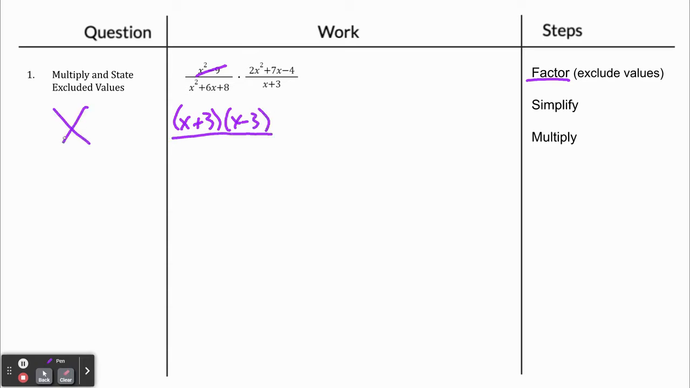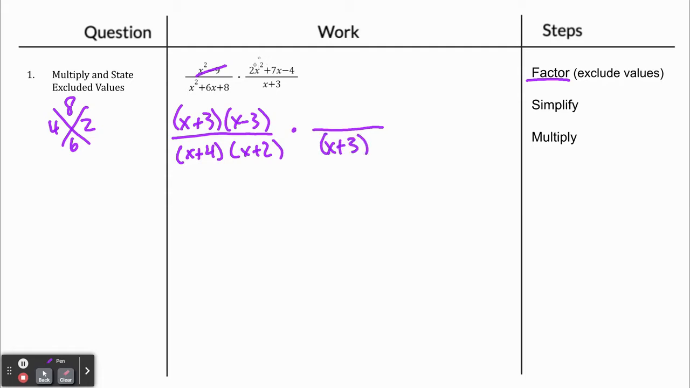In the bottom here, I'm going to factor by looking for two numbers that multiply to 8 and add to 6, which would be 4 and 2. So this becomes x plus 4 times x plus 2. Now the denominator on the second term here is x plus 3. That can't be factored anymore.